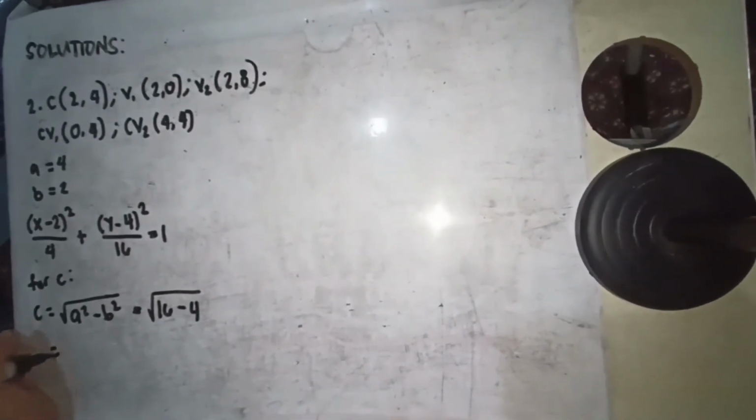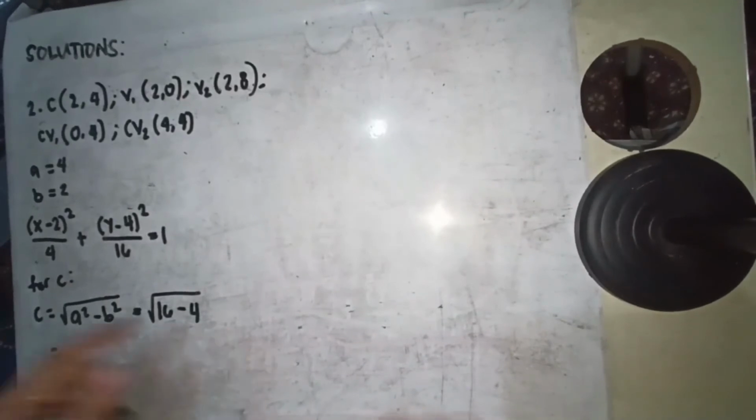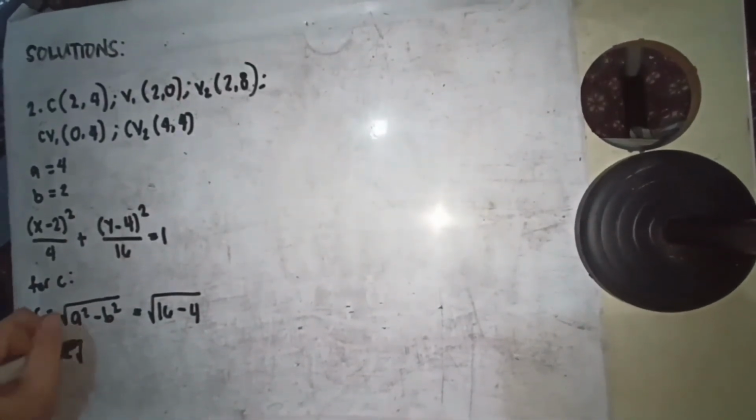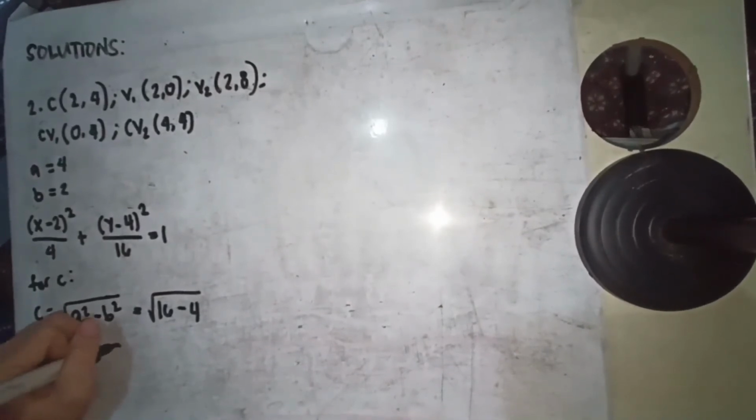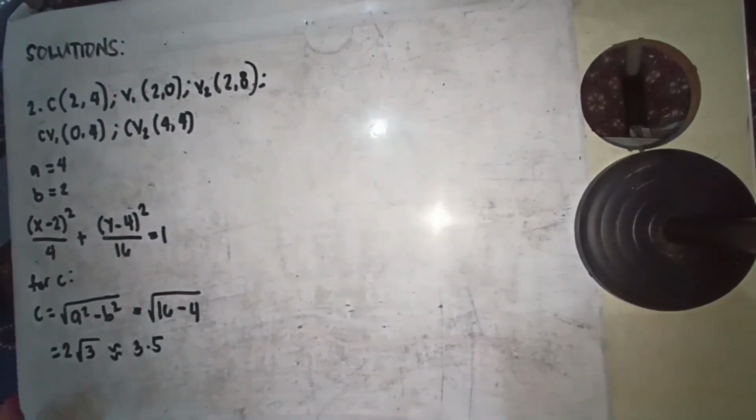Okay, so this is equals to 16 minus 4, that is 12. Square root of 12, we have 2 square root of 3, or this is approximately 3.46, or we have 3.5. So, our C is 3.5.